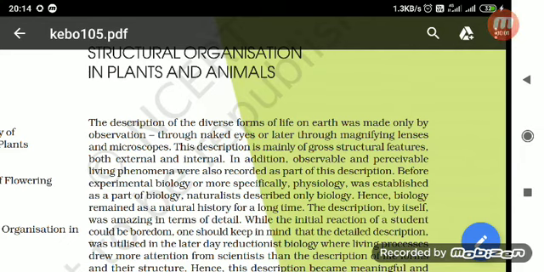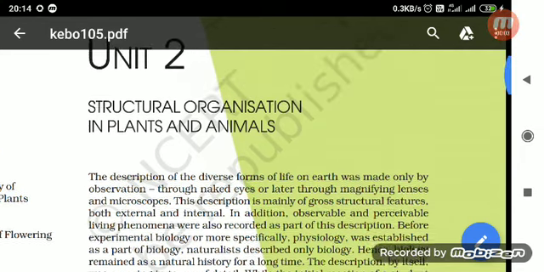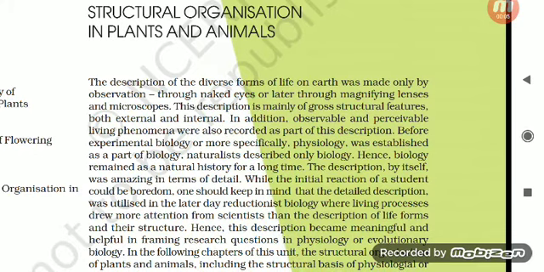Structural organization in plants and animals. The description of the diverse forms of life on Earth was made only by observation, through naked eyes or through magnifying lenses and microscopes. This description is mainly of gross structural features, both external and internal.